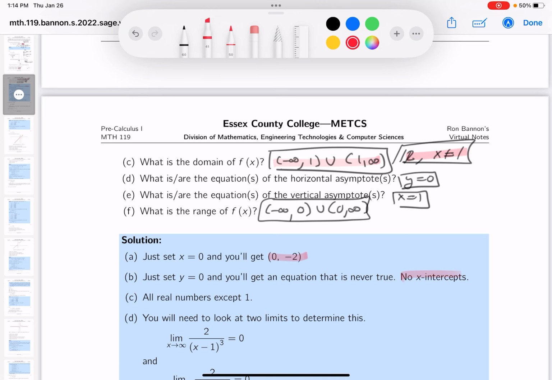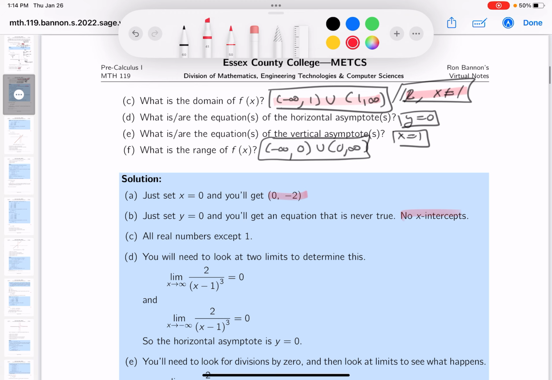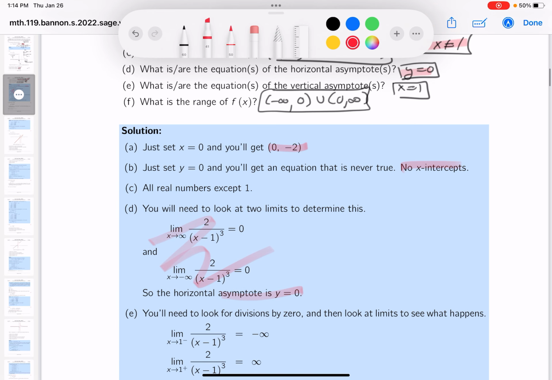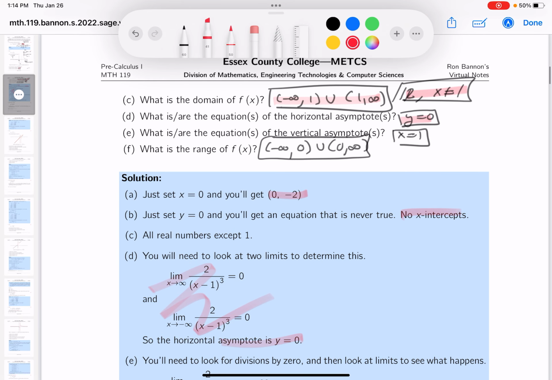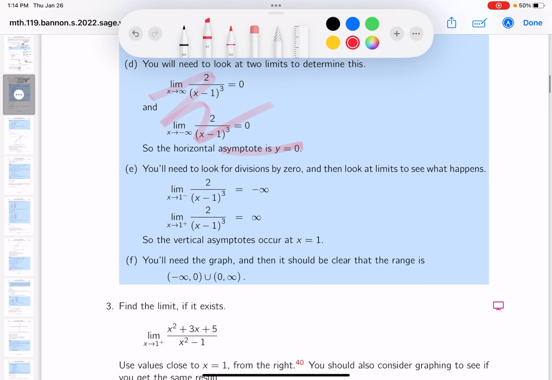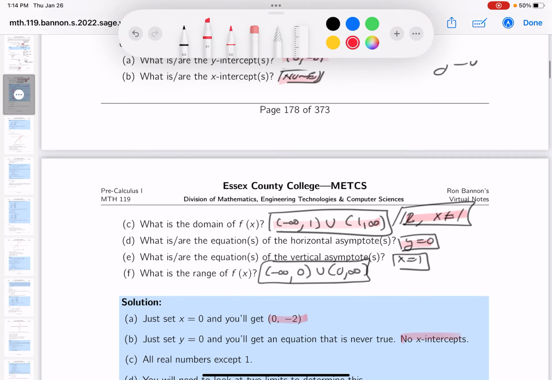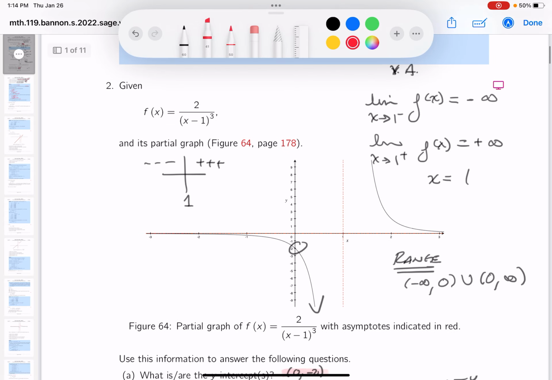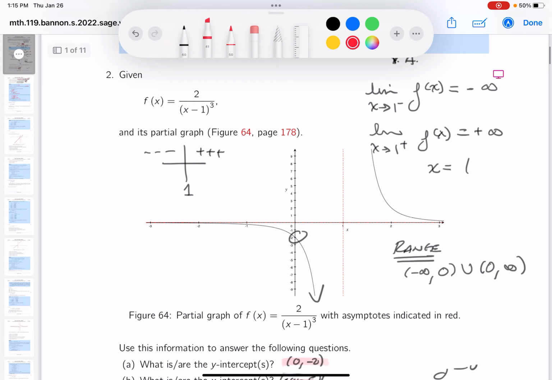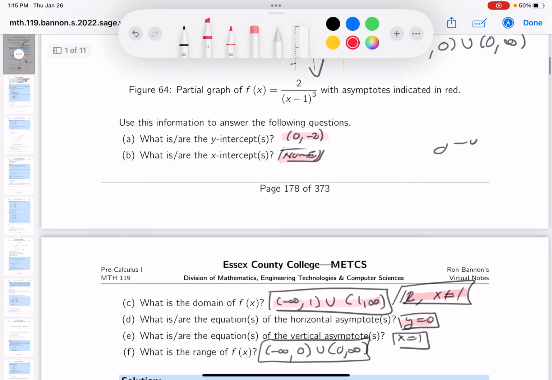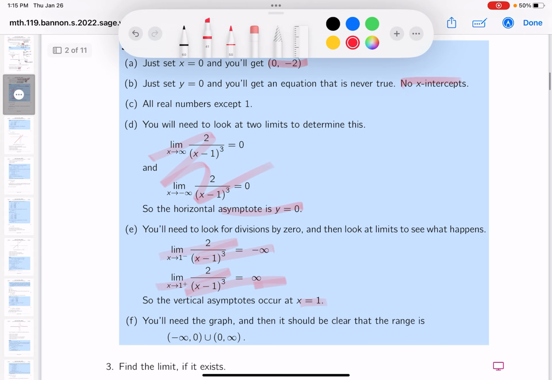All right, let's take a look at D. D says you need to take two limits. We did do that, and we said the horizontal asymptote is y equals 0. We did that. And we did these limits, by the way. What's the next one going to be? Vertical, I'm saying x equals 1, and we did put both of these limits down. Hope you can recall that. Those limits are still written down. From the left, it goes to minus infinity, and from the right, positive infinity.